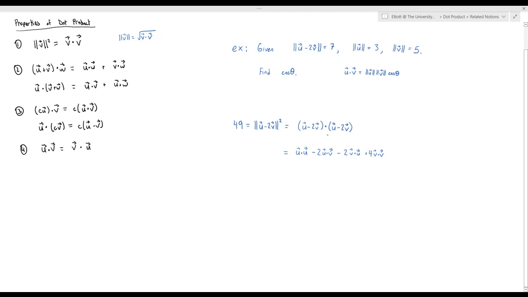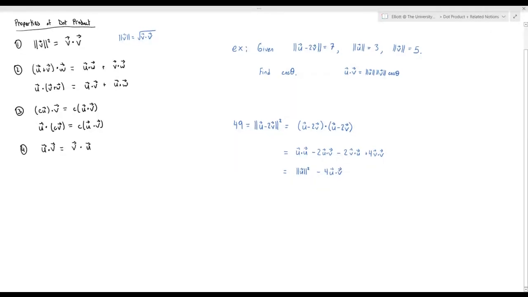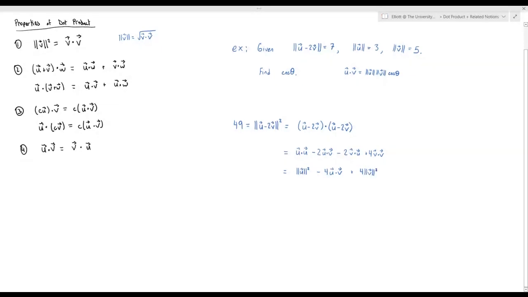Okay, so I FOILed this expression out. Here, u dot u, remember, that's the norm of u squared. u dot v and v dot u are the same, so let me combine these as minus 4 u dot v, because again, u dot v and v dot u are the same. And then at the end, v dot product with itself, that's the norm of v squared.